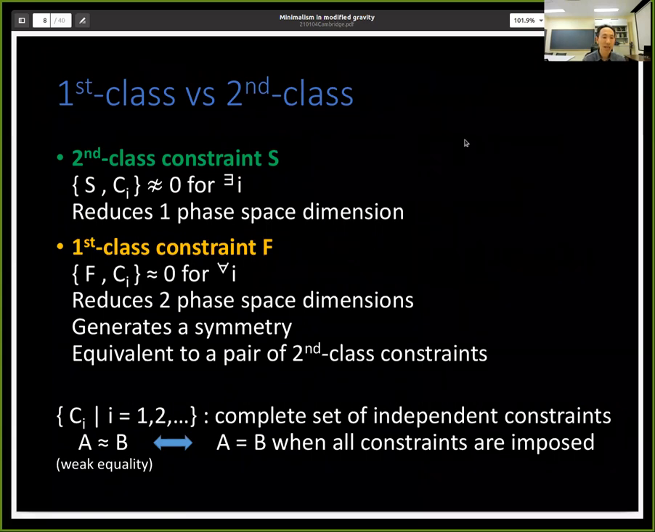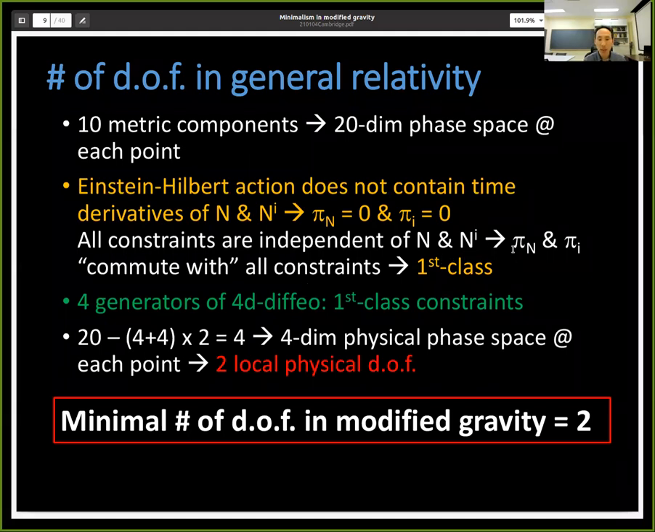Basically, first class is better than second class, as we know. One second class constraint removes one phase space dimension. On the other hand, a first class constraint can remove two phase space dimensions by just one constraint. So in this sense, first class constraint is better. Also, a first class constraint can generate a symmetry. So these four first class constraints each remove two phase space dimensions at each point.